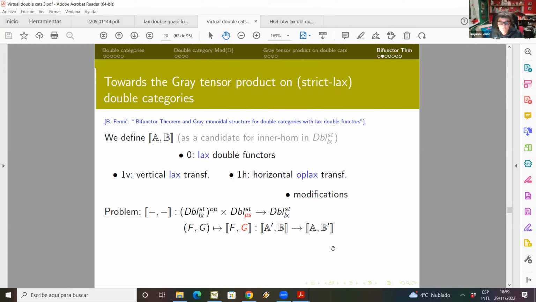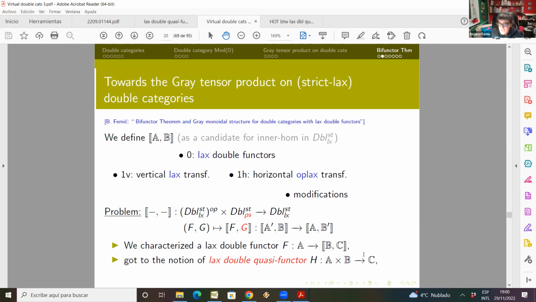It already fails when you want to define how this FG acts on, say, vertical or horizontal transformations. Because in order to define the image here, you need both lax and colax structure of the functor G. So if you had strict or pseudo, you would be fine. But for lax, you cannot define it. So this fails to be a bifunctor, and you should have it to have closedness. But anyway, having this inner home on the double categories, one can still characterize a lax double functor into this gadget.